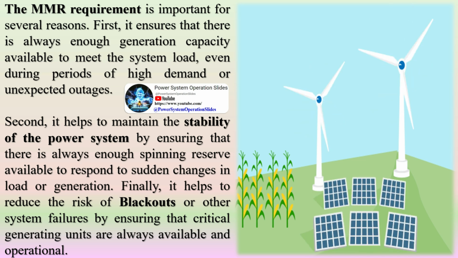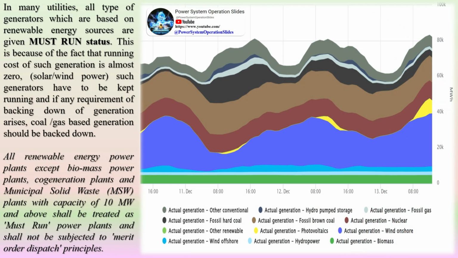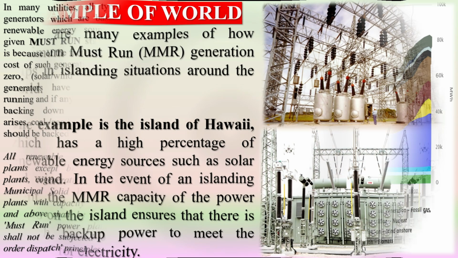In many utilities, all types of generators based on renewable energy sources are given must-run status. This is because the running cost of such generation is almost zero. Solar and wind generators have to be kept running, and if any requirement of backing down generation arises, coal and gas-based generation should be backed down. All renewable energy power plants, except biomass power plants, cogeneration plants, and municipal solid waste (MSW) plants with capacity of 10 megawatts and above, shall be treated as must-run power plants and shall not be subjected to merit order dispatch principles. Let us see the examples around the world.